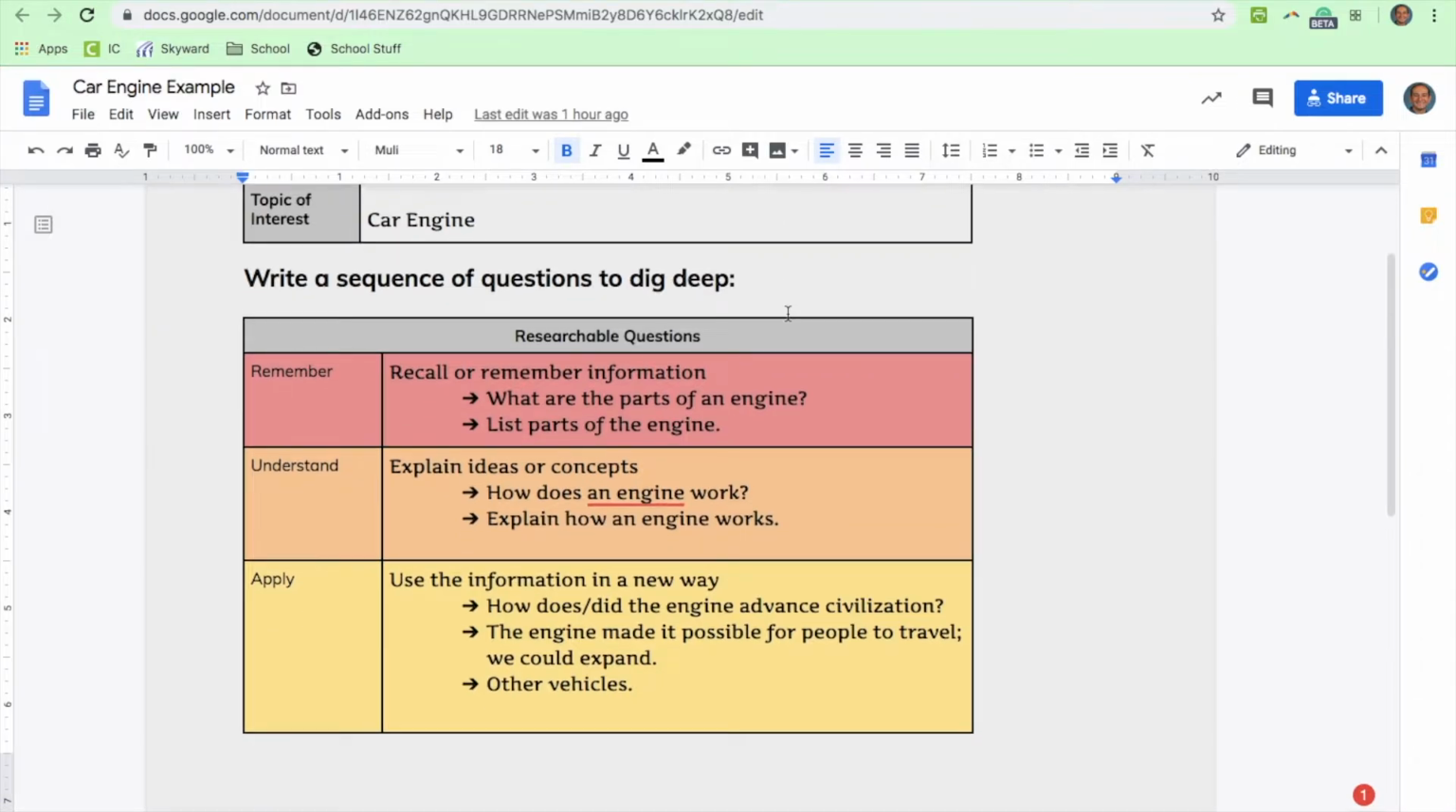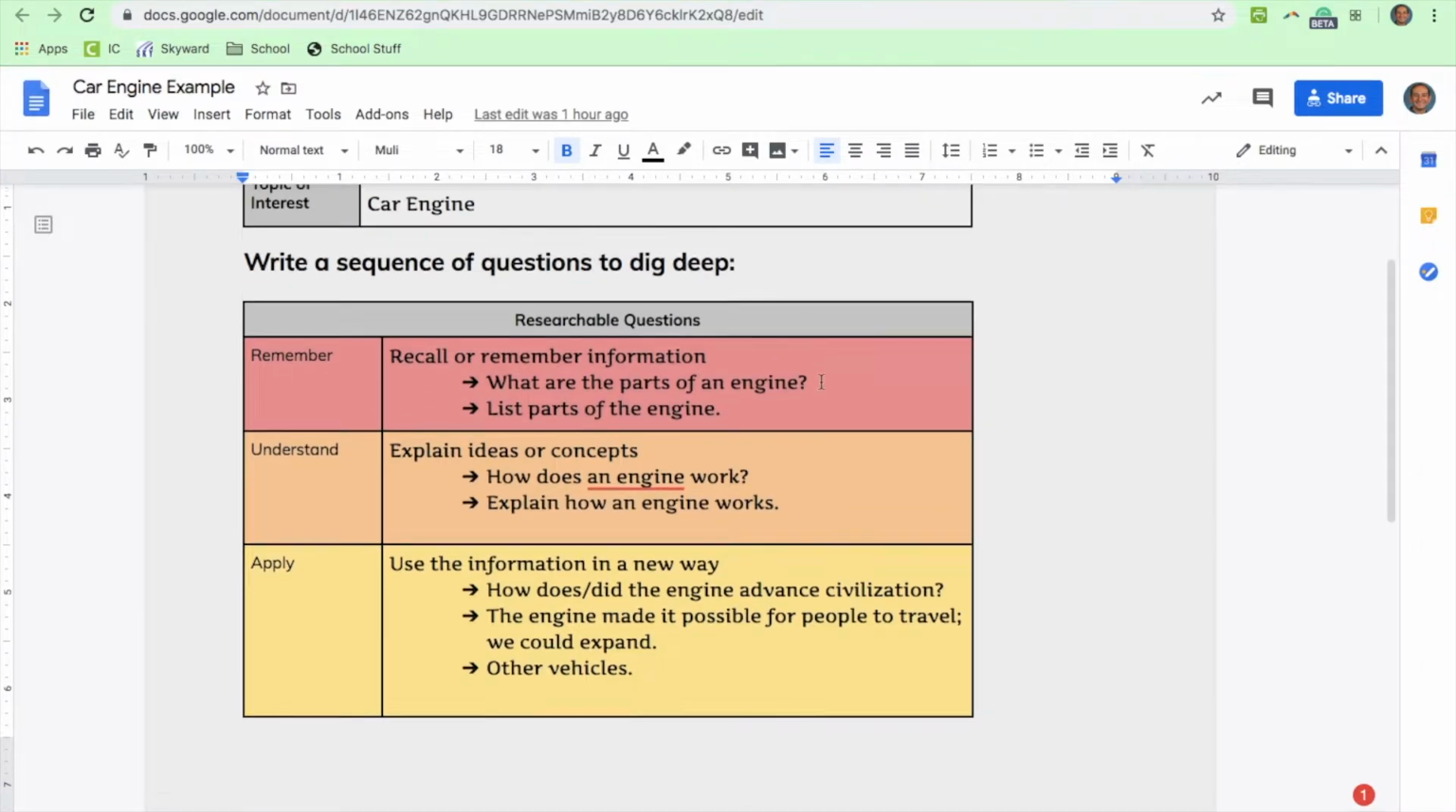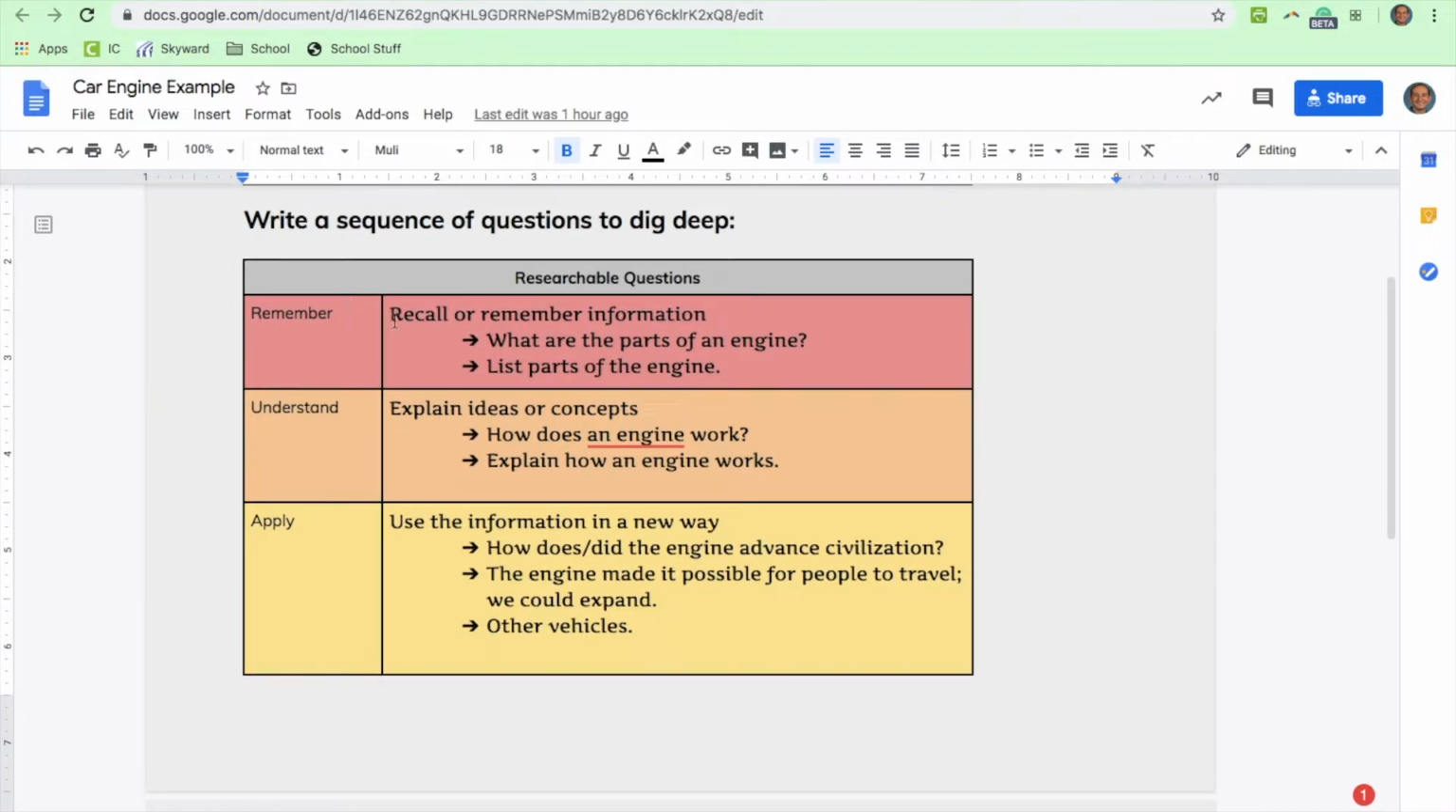Then you have to think of your questions to dig deep. So remember, that is simply just recall or remember information. So something simple like, what are the parts of an engine? That's a question that would fit the remember. And then the answer would be list parts of the engine. You have pistons, crankshaft, camshaft.